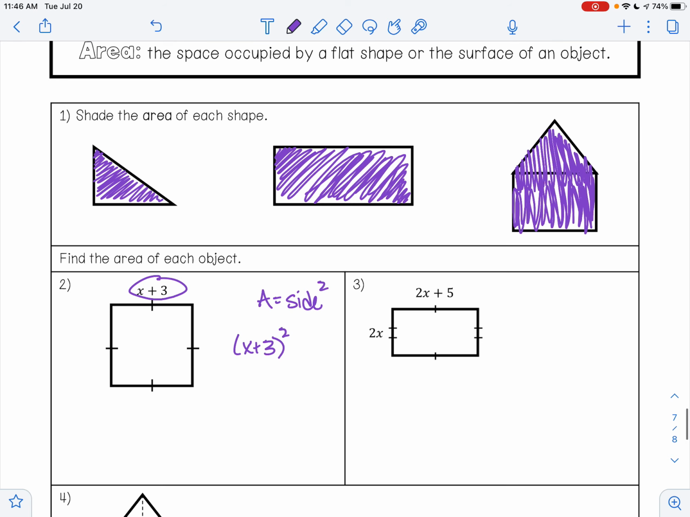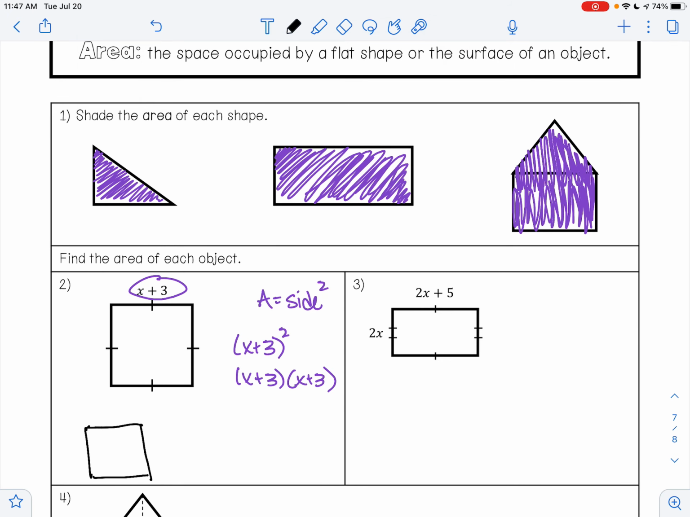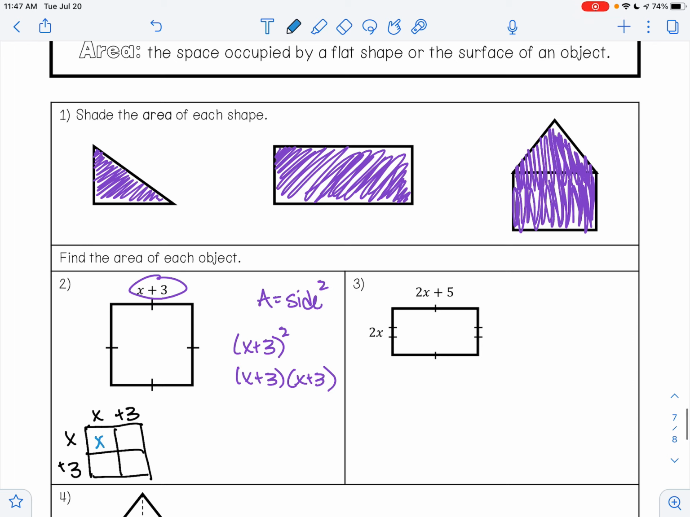Well, we've learned that x plus 3 squared really means x plus 3 times x plus 3. And so to multiply that, I'm going to use the area model. So I'm going to take one binomial and write it down the side, and I'll take the other binomial and write it across the top. X times x is x squared. X times 3 is 3x, 3 times x is 3x, and 3 times 3 is 9. So inside of my area model, I have x squared plus 3x plus 3x plus 9.